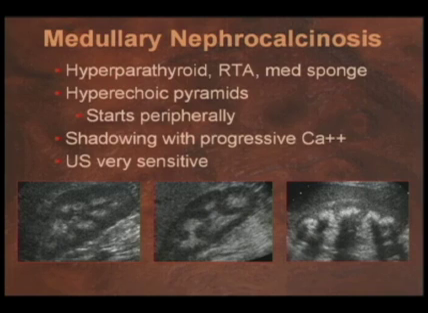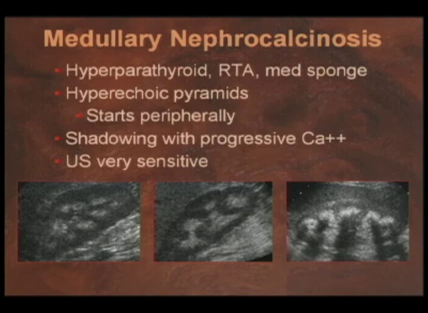And it tends to start in the periphery of the pyramids and then progress into the central aspects of the pyramids. As the calcification becomes more progressive, you'll start to see shadowing associated with these hyperechoic pyramids, as you see on the third image. Now, ultrasound is very sensitive in detecting medullary nephrocalcinosis, which is a little strange given that it's got limitations in detecting renal stones.